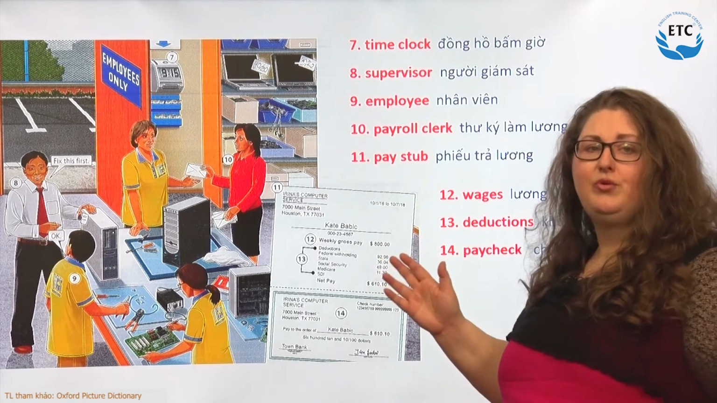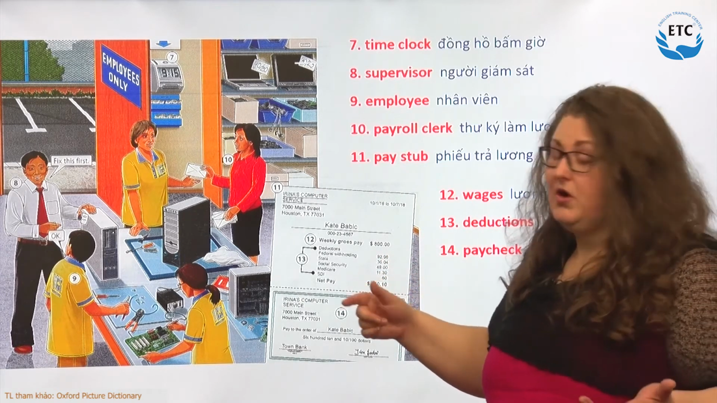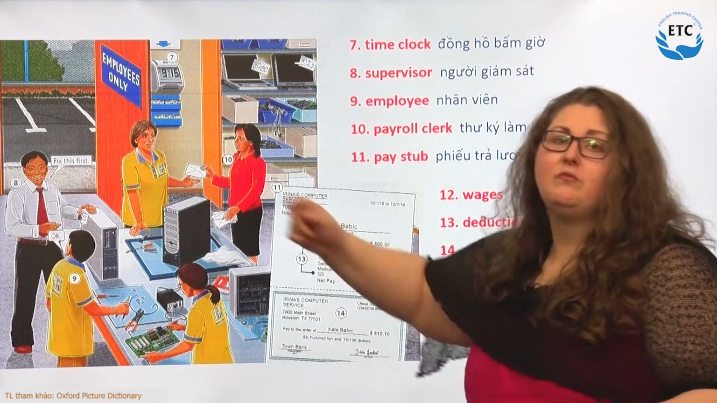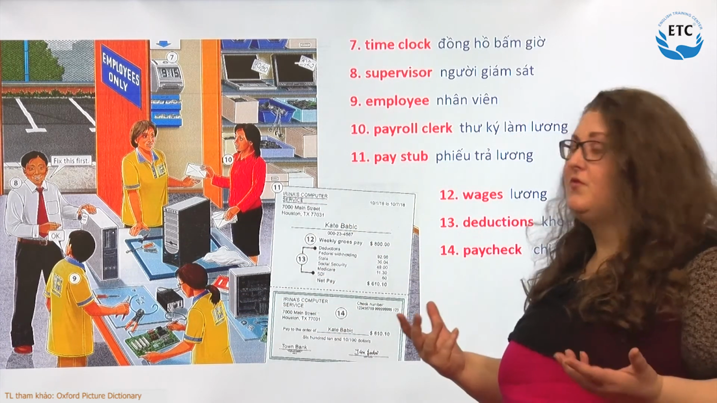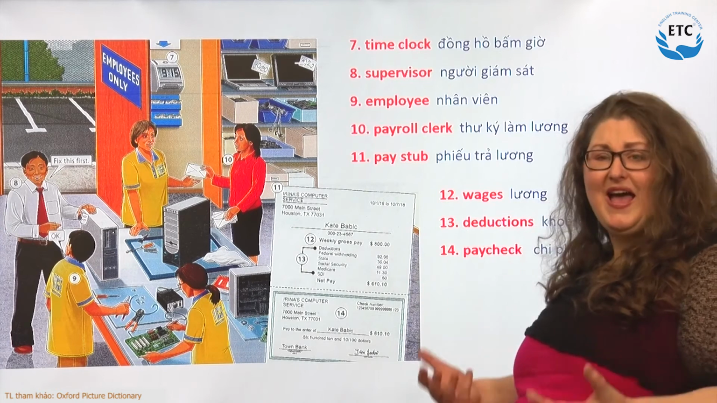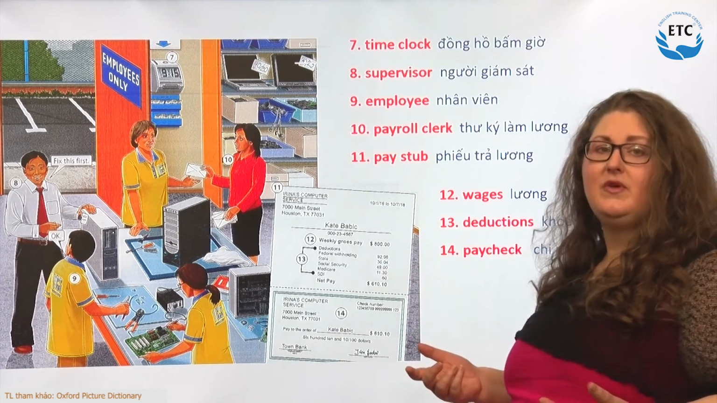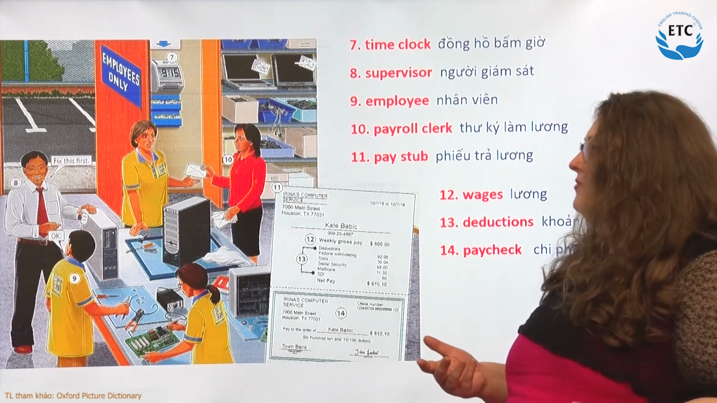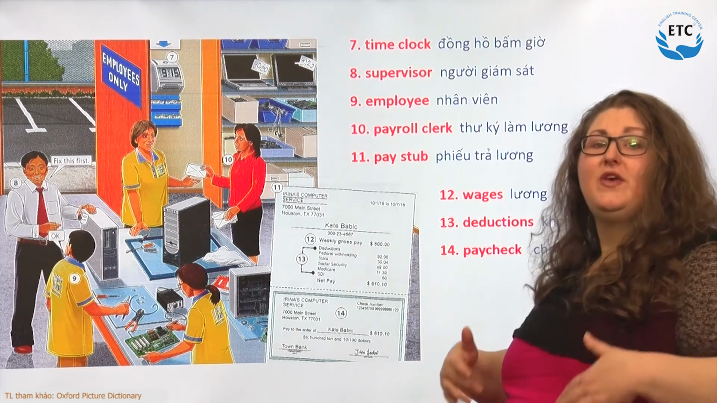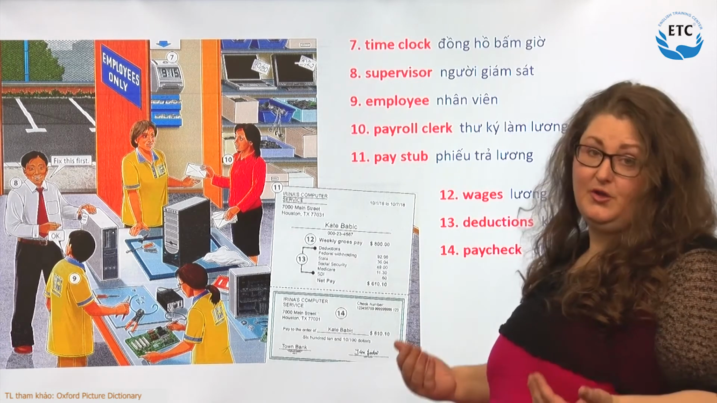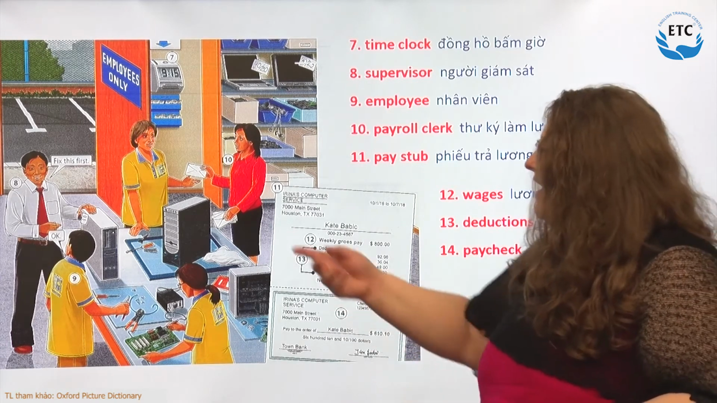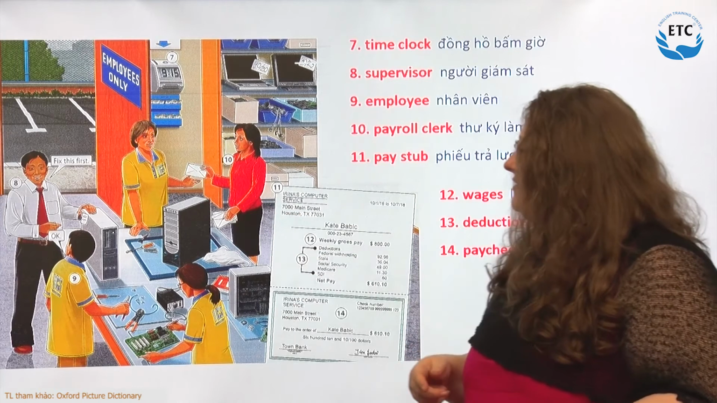How do we know they're employees? Well, they're all wearing these yellow uniform shirts, right? The uniform identifies them as employees. That's pretty typical with this kind of job in America. You will know that it's an employee because they're wearing a uniform for their company, and it has their company logo on it.